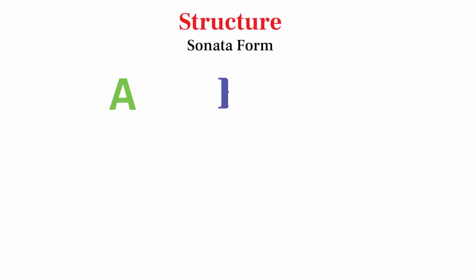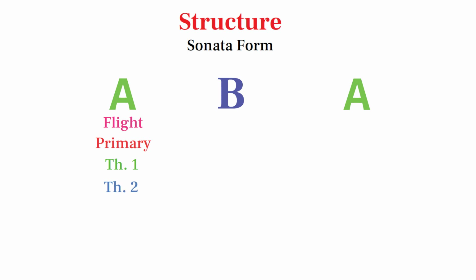The structure is in sonata form, and interestingly, all 3 large sections of the ABA structure follow a similar internal structure. The progression starts with the flight motif and primary motif, then we have theme 1, then theme 2, then a coda featuring the fantastic motif.